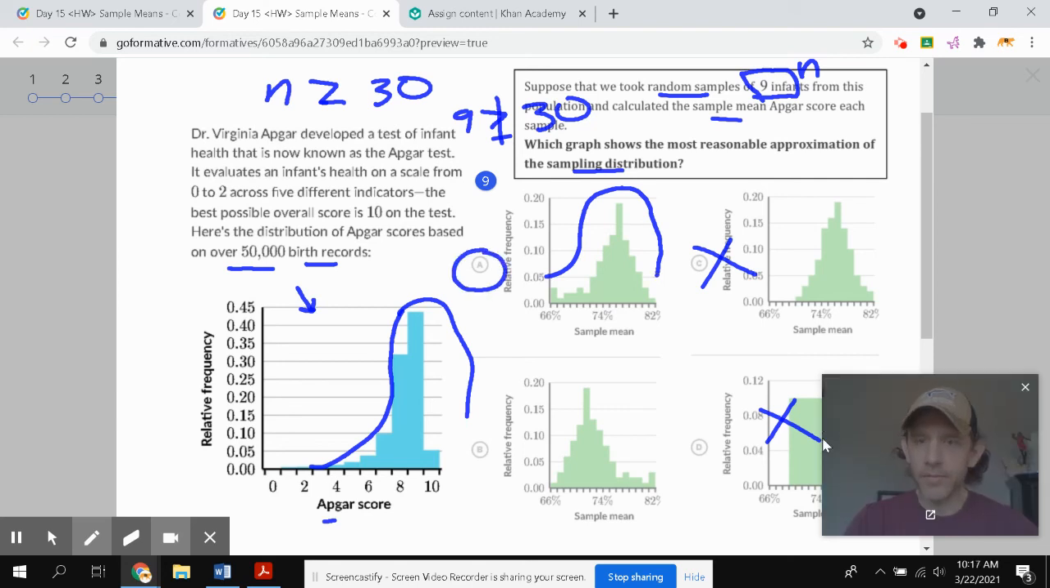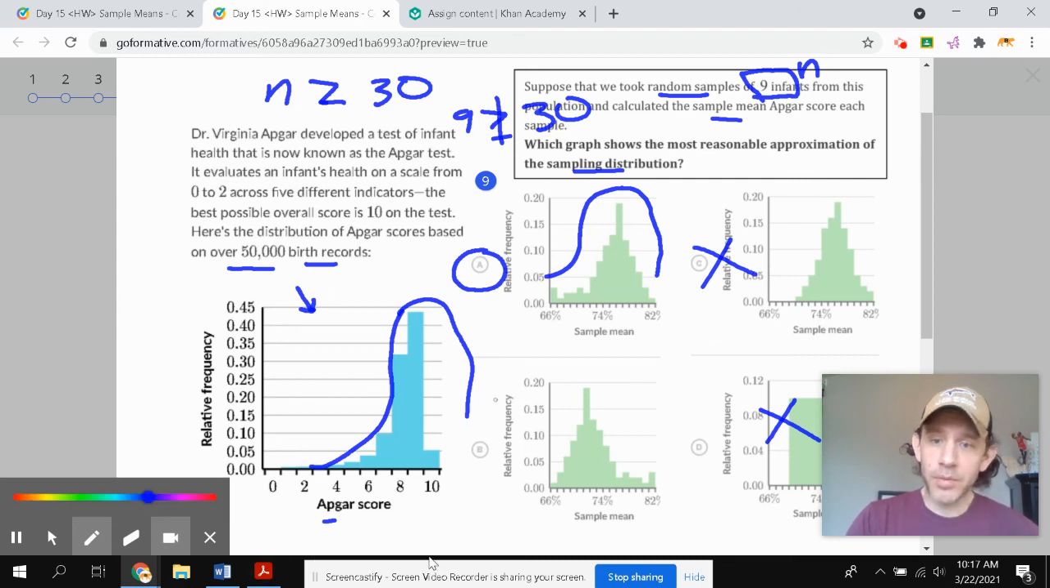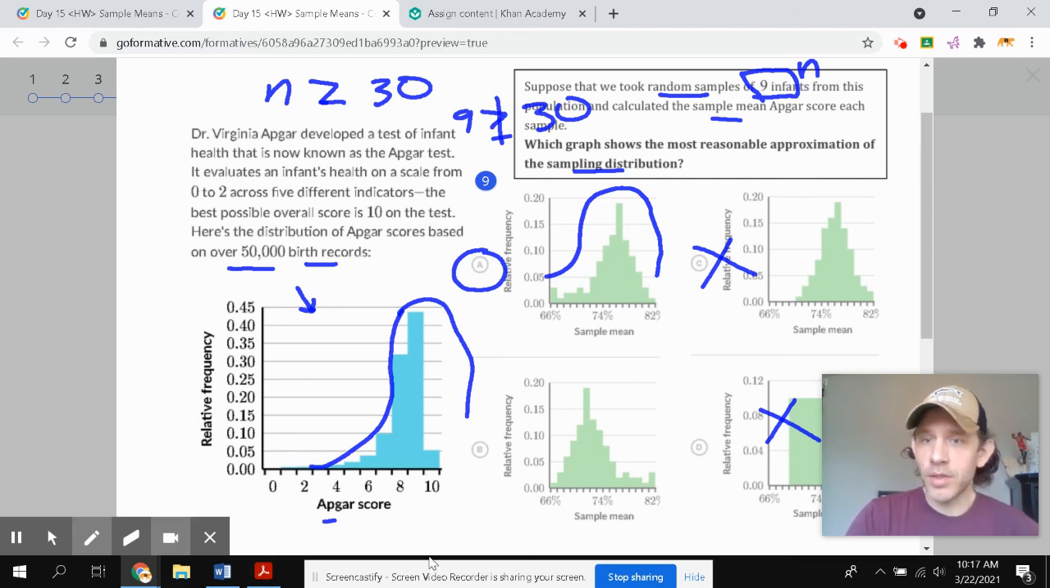And so there you have it. If you don't pass the n greater than or equal to 30 check, then you have to check to see what the shape of the population is. If you don't know the shape of the population, then you don't know the shape of the sampling distribution when this fails. But if n is greater than or equal to 30, it doesn't matter what the population is. You already know that the sampling distribution will be approximately normal. And there you have it.